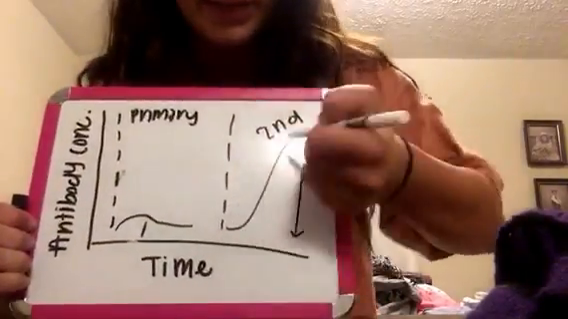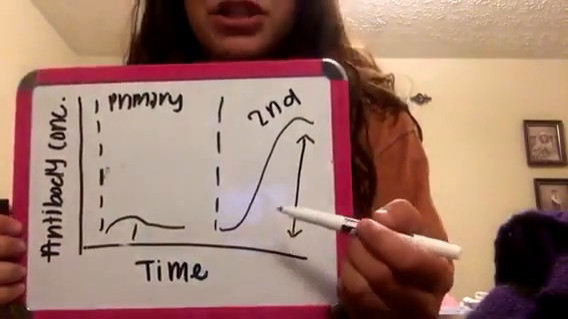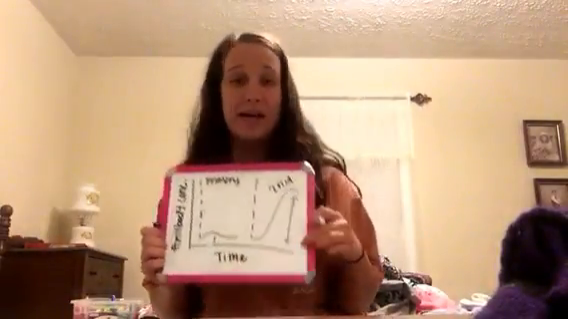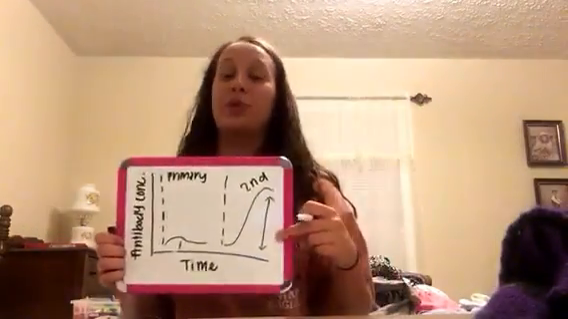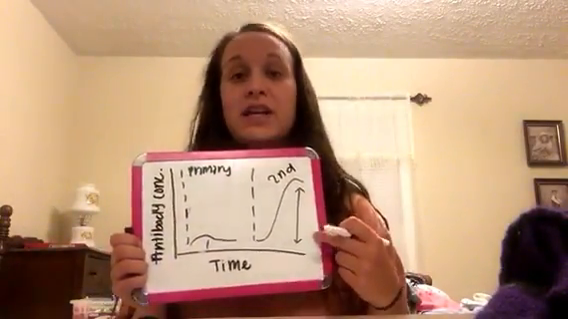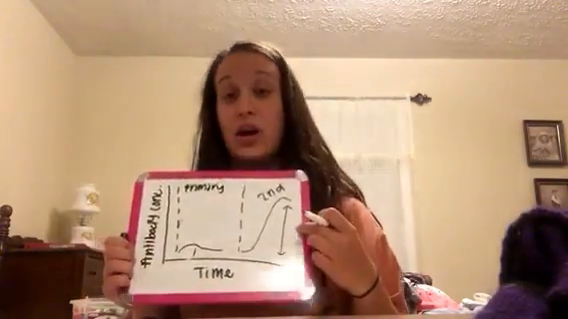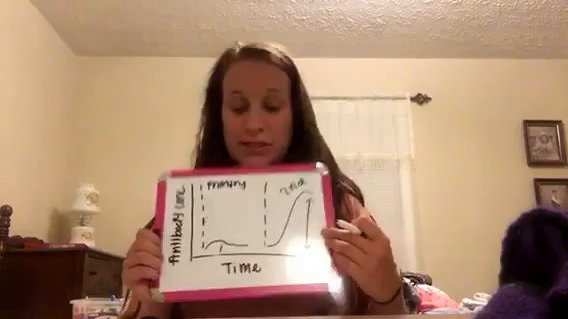It also, as we can see by the slope, happens a lot faster, much more rapid than the primary. And as I stated earlier, that's because we don't have to take the time to re-recognize the antigen or re-recognize how to make the antibodies to fight it. So we make more antibodies with the secondary response, and it's also a lot faster, more rapid response than the primary.